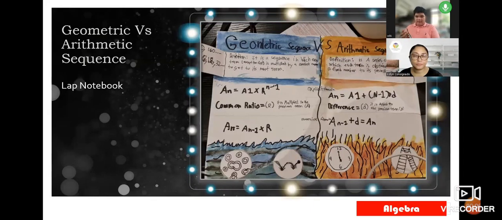This is why I made a lab notebook. A lab notebook is technically a notebook that has the notes and other tips about a subject. What I did here is a lab notebook about differences between geometric sequence and arithmetic sequence. If you don't know what a geometric sequence or an arithmetic sequence is, I'm going to explain.